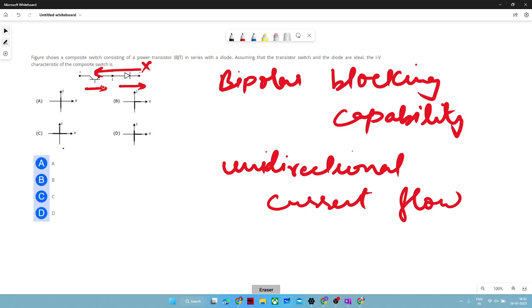Okay. Now we have to pick the options appropriately. So which option has this condition satisfying? So I guess bipolar blocking. So this C option is satisfying bipolar and unidirectional. So C option is correct. Bipolar and unidirectional. So C is correct. Yeah. So this was all about previous year problems related to power electronics devices.